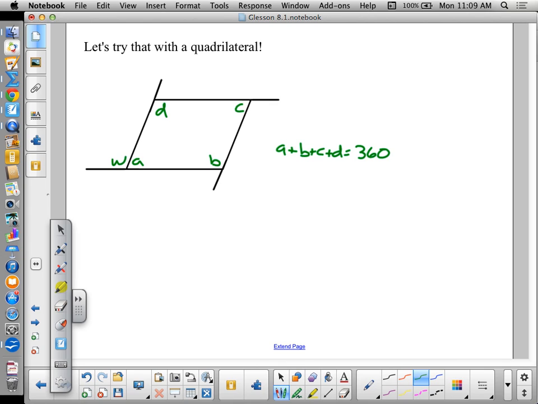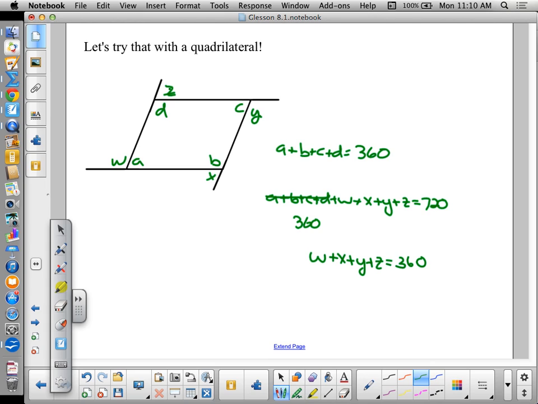Okay, so I get W, X, Y, and Z. W plus A is 180, 180, 180, 180. So how many 180s do I got? 4 180s, so that's 720. So all the pairs, A plus B plus C plus D plus W plus X plus Y plus Z, is 720. But this much I know is 360. And if I subtract 360 from each side, I get W plus X plus Y plus Z equals 360 again.